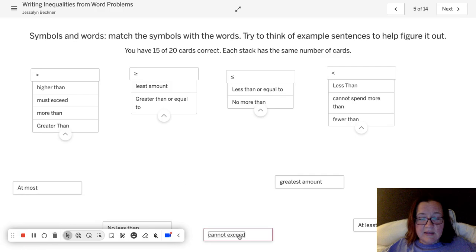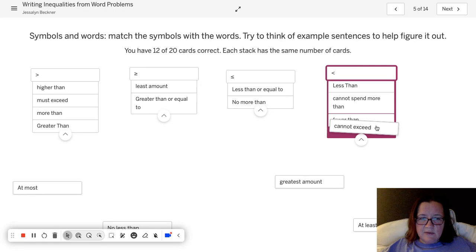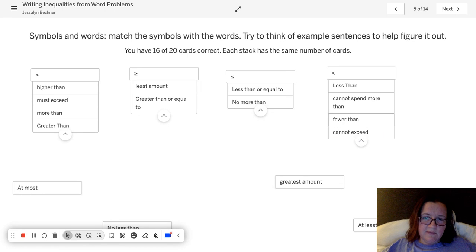Okay, cannot exceed. We know exceed means to go over, so it cannot be more than something, but it could be equal to. Again, they're having that same problem. Cannot exceed is the same thing as cannot spend more than. Let's put it there.